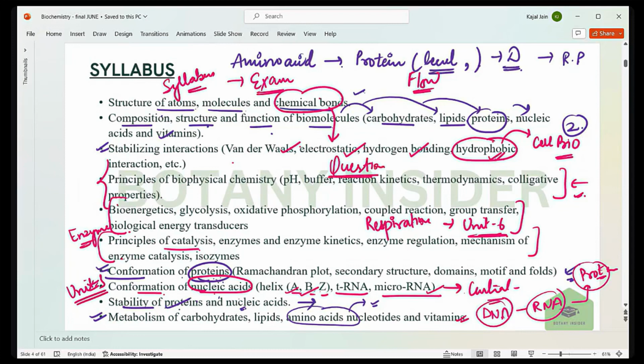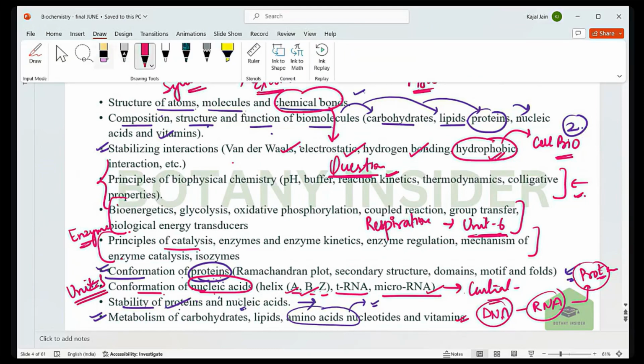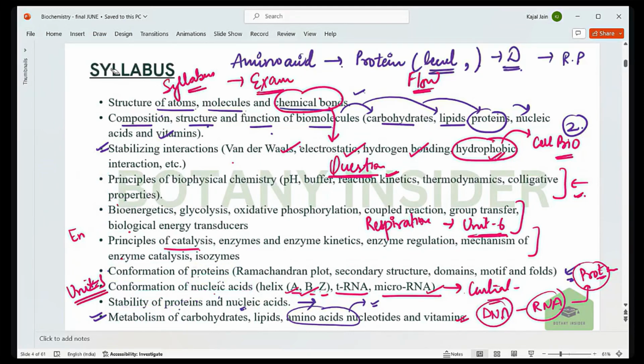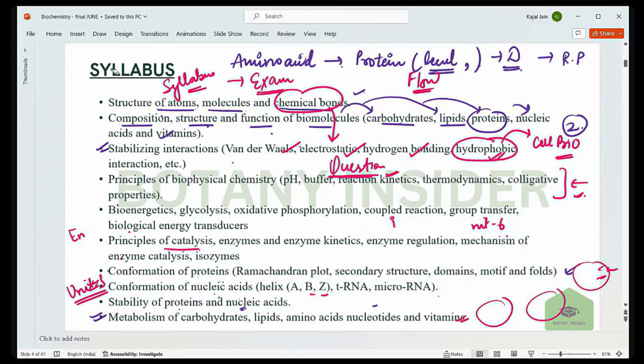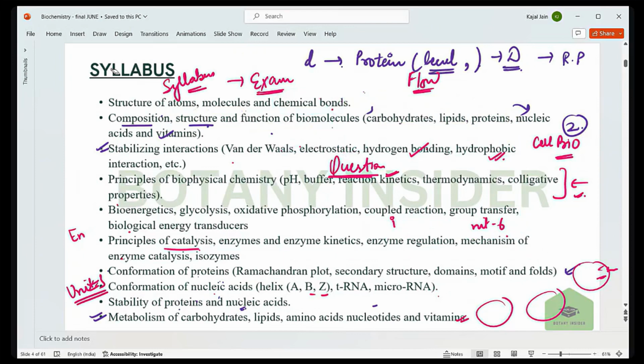Because at the end of the day, what matters is that we should be able to have a conceptual clarity, and for having a conceptual clarity you should be working in a very very structured and strategic manner, right? So this is the entire syllabus of unit number 1. Take your time, go through this. If you have any difficulty in understanding the syllabus first, you can ask, otherwise we'll be moving forward.